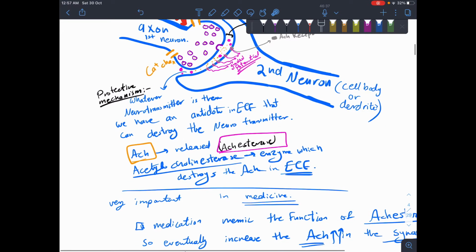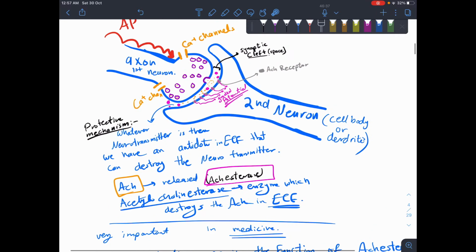So we have acetylcholinesterase. Now I've told you what happens when an action potential comes and the calcium channels open, and then the vesicles release their acetylcholine. We also have acetylcholinesterase acting in the ECF as an antidote. It's going to break down the acetylcholine, so we don't have a buildup of acetylcholine here.